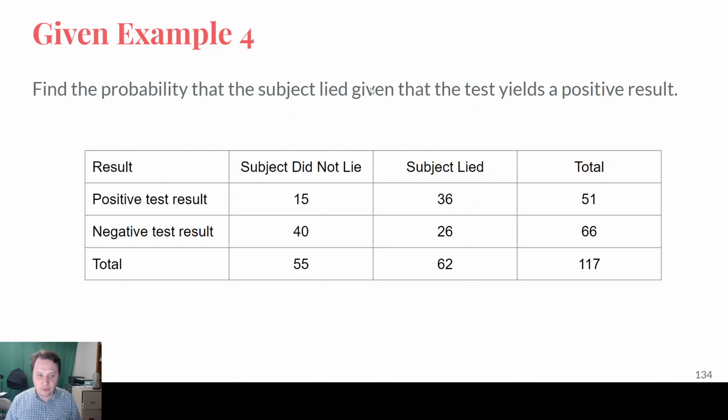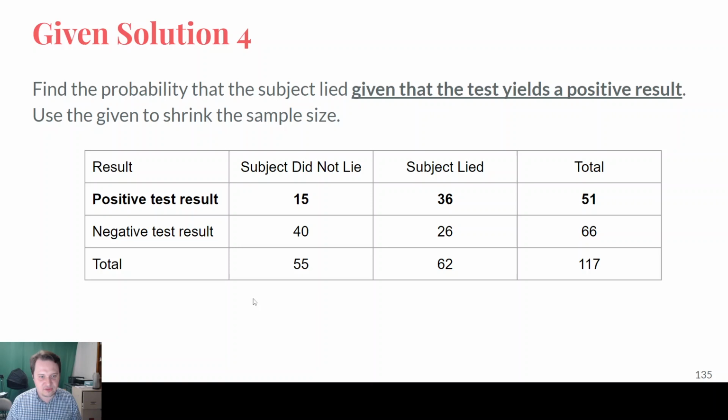So here's the word given. That's your magic word for conditional probability. So we look at the second half of the sentence and it says the test yields a positive result. So we know for this question that the test had a positive result. So that means I'm only looking at, are you looking at a column or a row? Well, here's where it says positive test result. So that means I'm only looking at this row right here. And so you can see that I shrunk the sample size to only this row. That's the given. It shrunk our sample size.